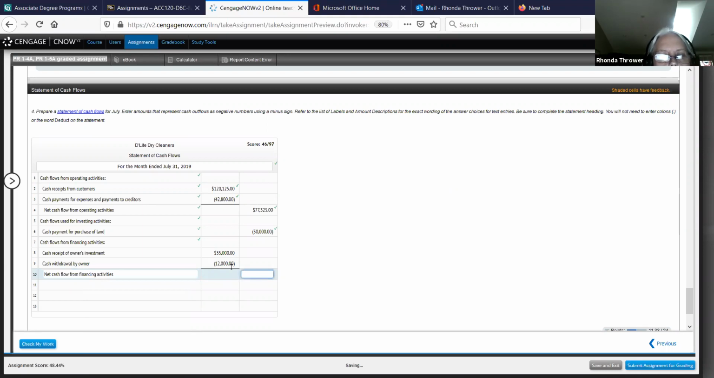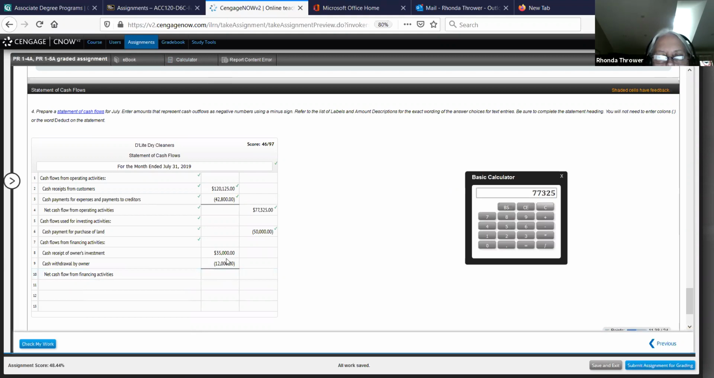And the difference between these two is my net amount that I would record. So 35,000 minus 12,000 is 23,000. I'm going to check my work. And then we'll move to line 11.